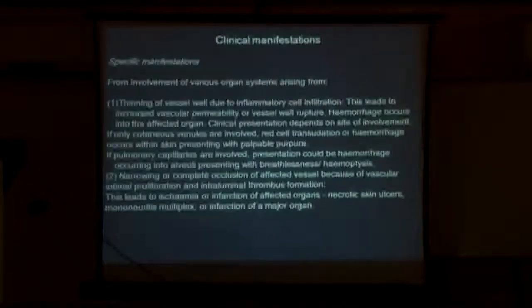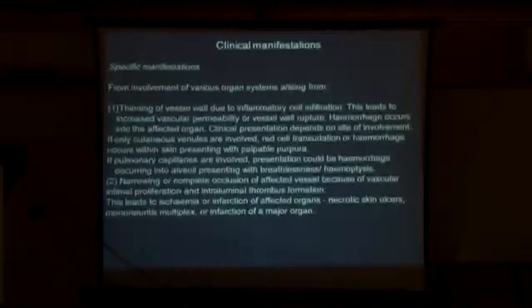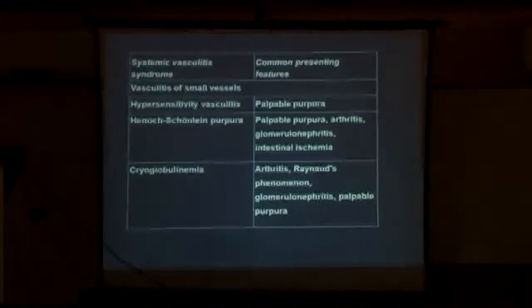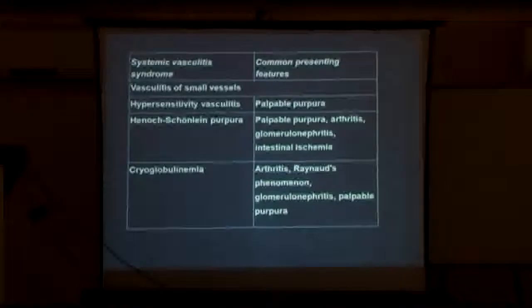Specific manifestations will depend on whether there is thinning of the vessel wall or whether there is narrowing or complete occlusion of the affected blood vessel. Thinning of the vessel wall obviously will cause extravasation and purpura, whereas narrowing or occlusion would obviously lead on to necrosis and ulceration, in that order. Now, what I will be doing in the next few slides is I shall put the systemic vasculitis syndromes, the different types of syndrome, with the common presenting features. And in the next half a dozen slides, I'll be putting the manifestations first and seeing how it corresponds with the type of systemic vasculitis that we are talking about.